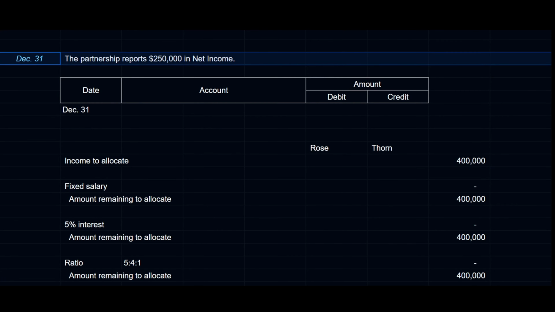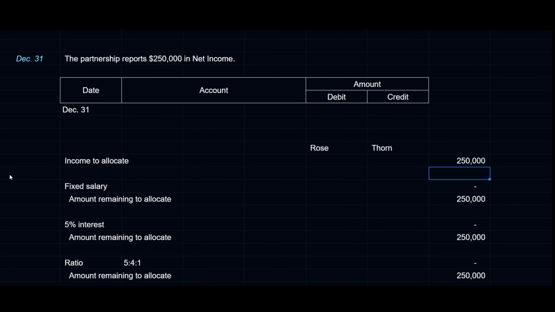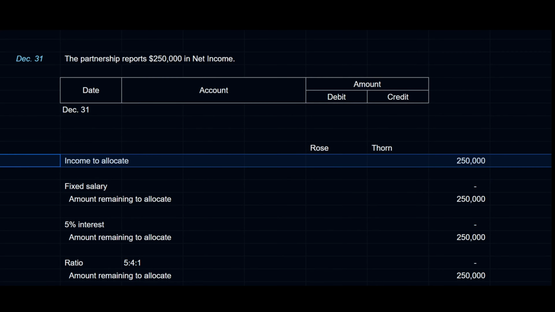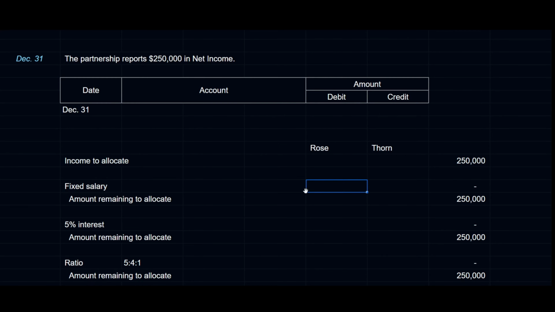Again, the partnership reported $250,000 in net income. So the income to allocate is $250,000. The partners had a fixed salary. It was $40,000 for Rose and $50,000 for Thorn. The amount remaining to allocate, $250 subtract $90, is $160,000. Then there was a 5% interest on their capital balance before this allocation process.